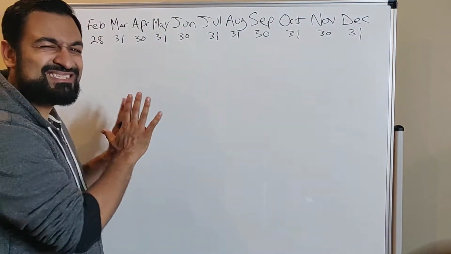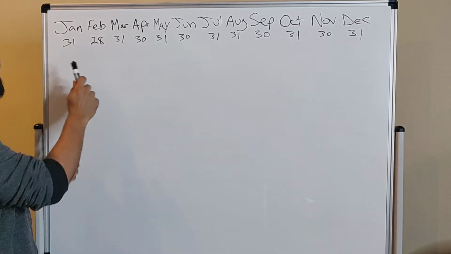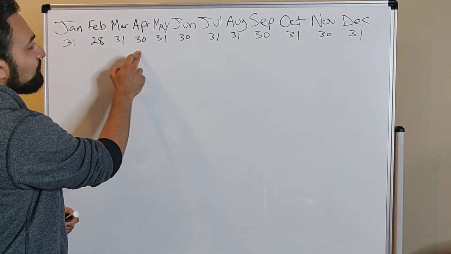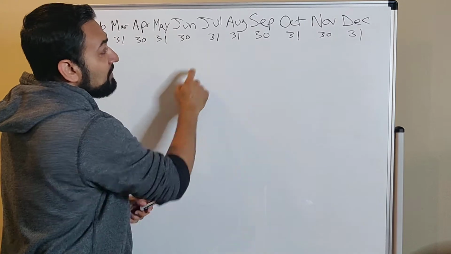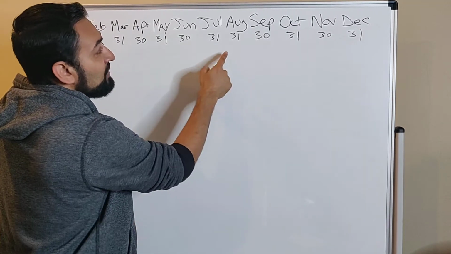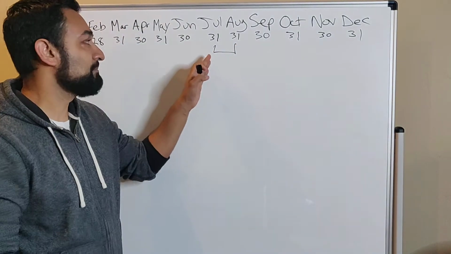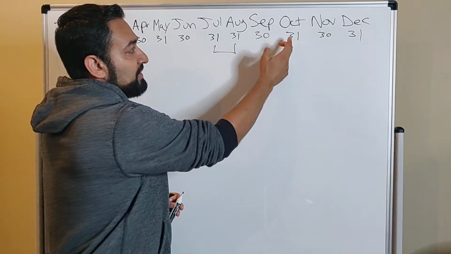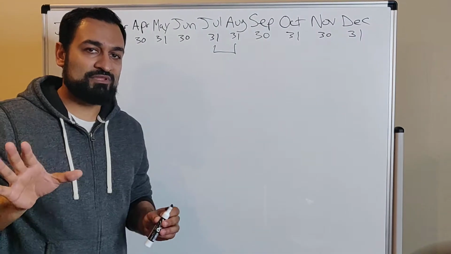Now I'm going to explain the same thing on the board. So you have January here, which is 31 days. February, it's understood that it's 28 days without a doubt. March 31, April 30, May 31, June 30, July 31 and August 31. These two are together, meaning they're back to back 31 days. September, which is 30, October is 31, November is 30, and December is 31. So I wanted you to keep that in mind.